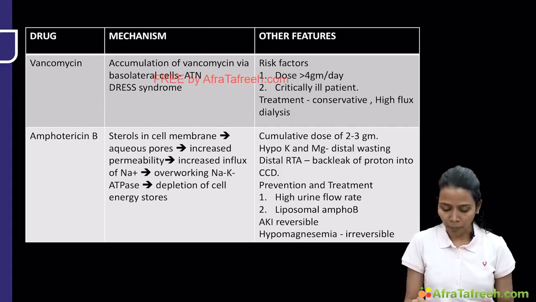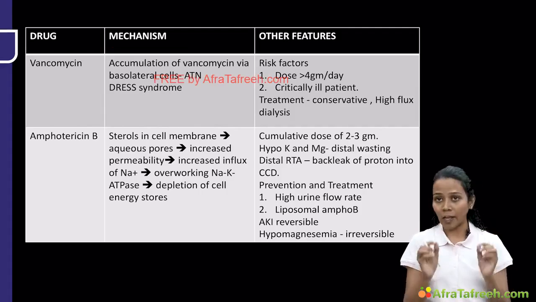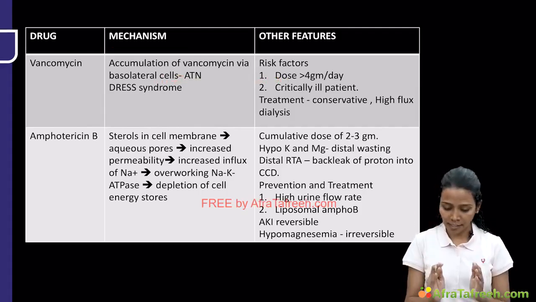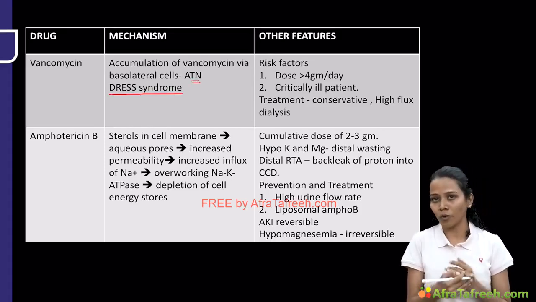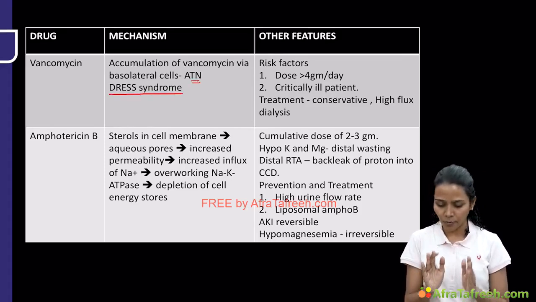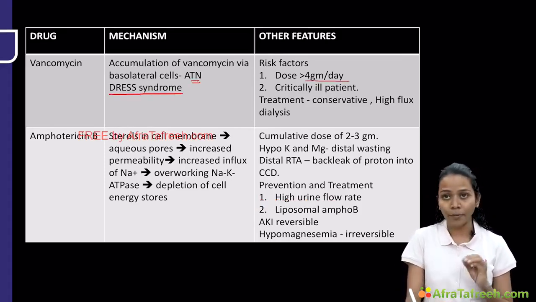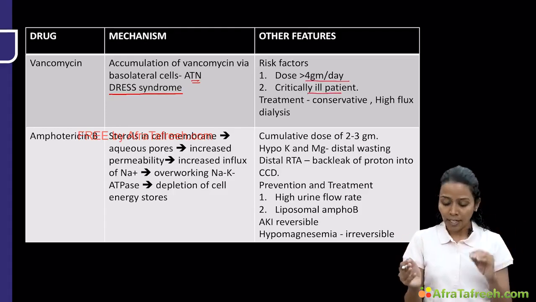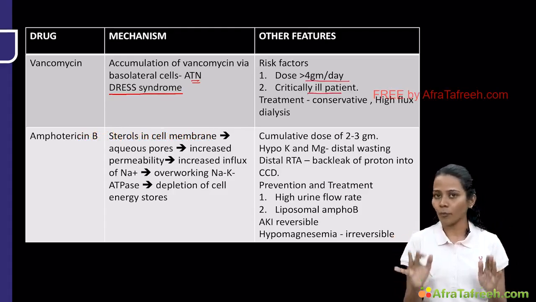Now, coming to vancomycin. How does vancomycin cause nephrotoxicity? There is accumulation of vancomycin via the basolateral cells, causing ATN. Some theory suggests that it can also cause DRESS syndrome. So basically it is ATN. Okay. What are the risk factors? When the dose exceeds 4 gram per day, or in a critically ill patient having many other comorbidities. Treatment is conservative. Sometimes high flux hemodialysis to remove the drug will help.